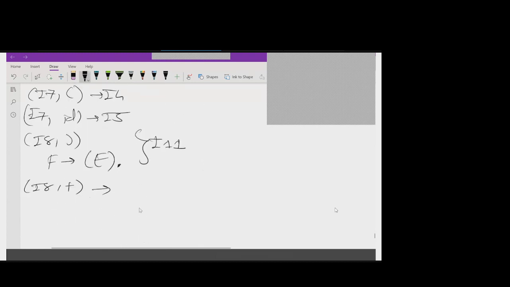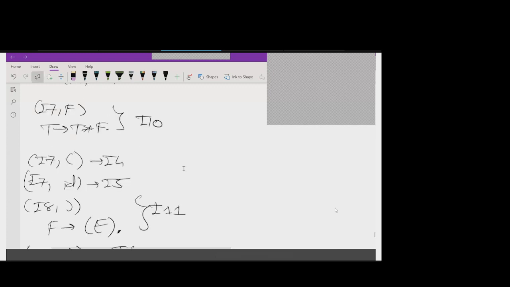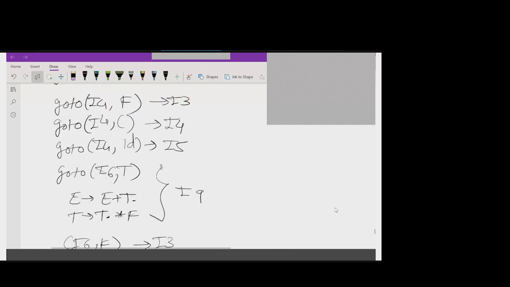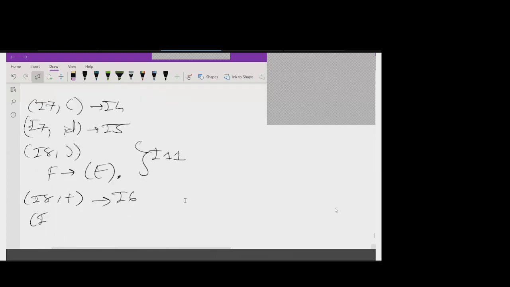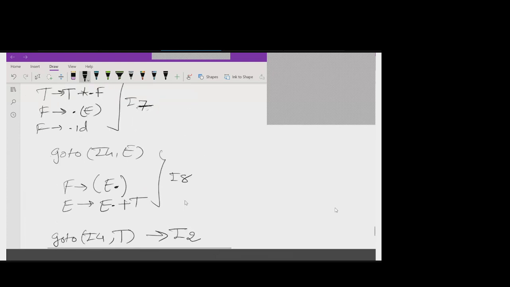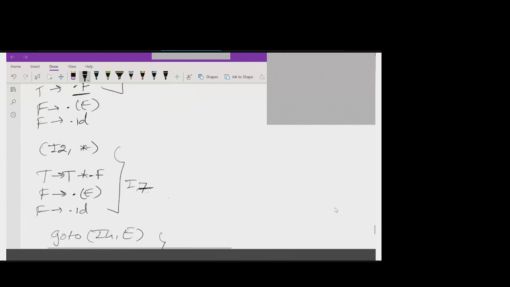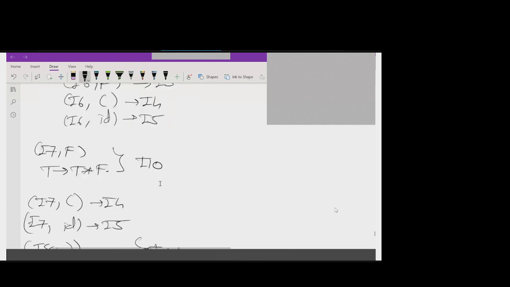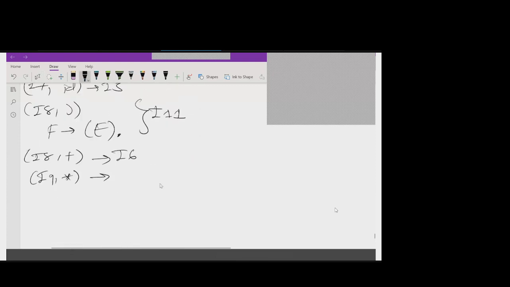This you have to write, though it is repetitive, because in table it will be useful. And then what is it? Star mein, this is also remaining. So you are going to write I9 comma star, and it will be same as I7. So these are your canonical set which you have to generate.